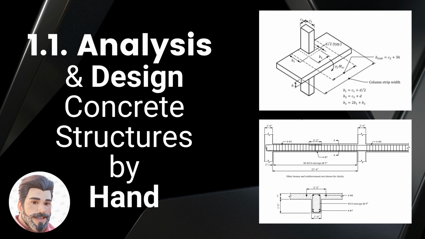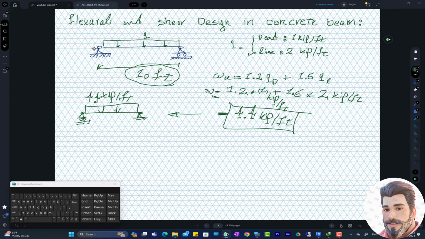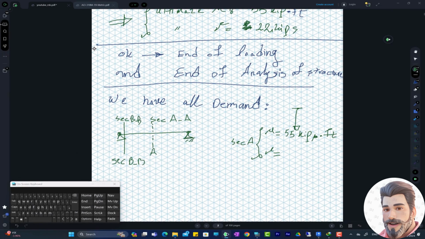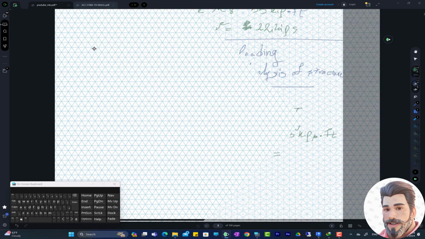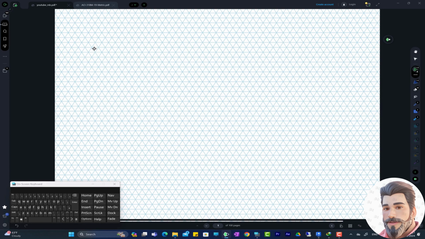Hand, ETABS and Revit is a new course on concrete element structural design. We started the training of Hand, ETABS and Revit. Chapter 1: Loading, Analysis and Design of Concrete Elements, such as beams, columns, walls, and slabs in different conditions.